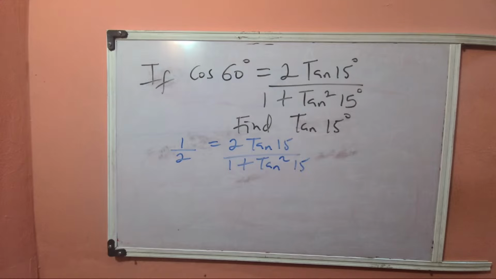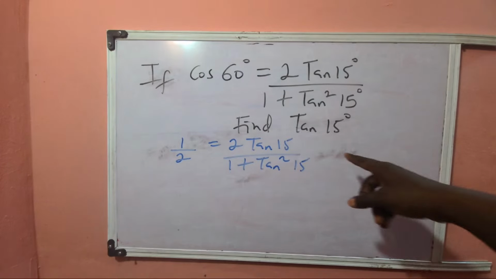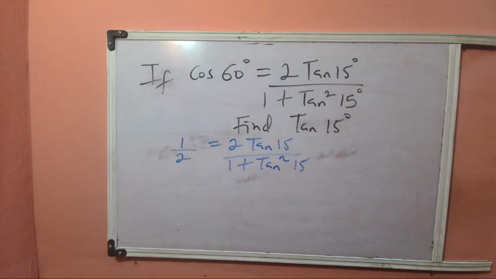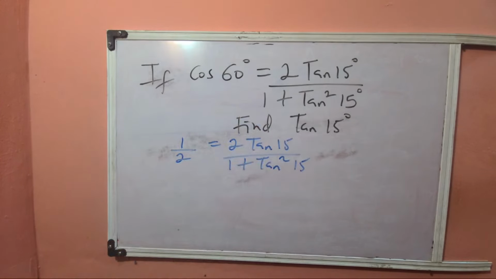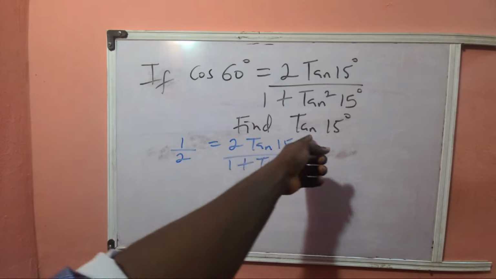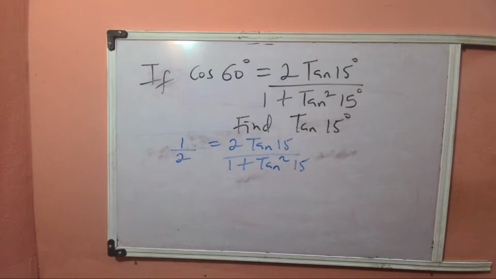All right. Let's do something quickly. Don't forget we are told to find tan 15 degree. What if I decided to take tan 15 degree to be x? Look at it this way: if I'm able to find x, I'll be finding tan 15 degree easily, because tan 15 degree is what I'm interested in.